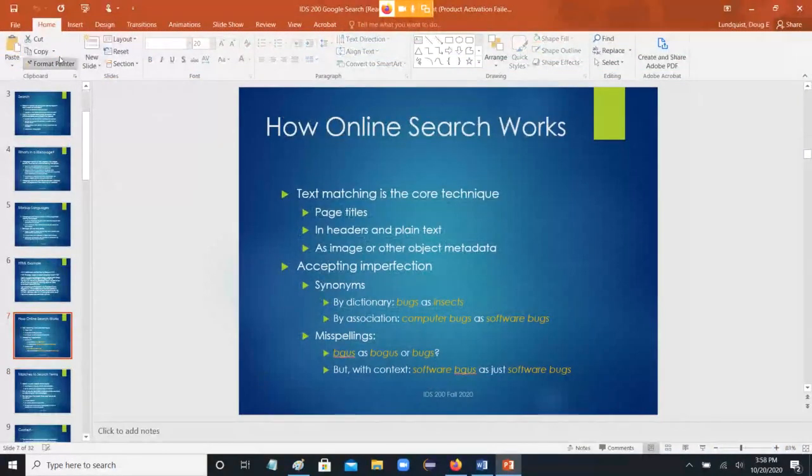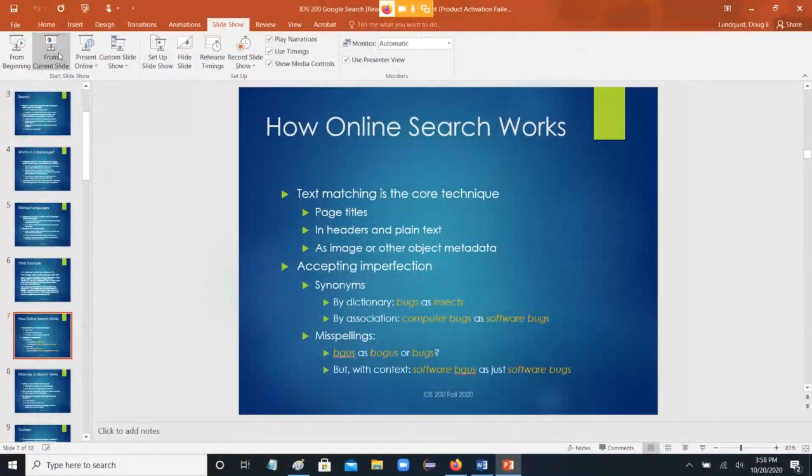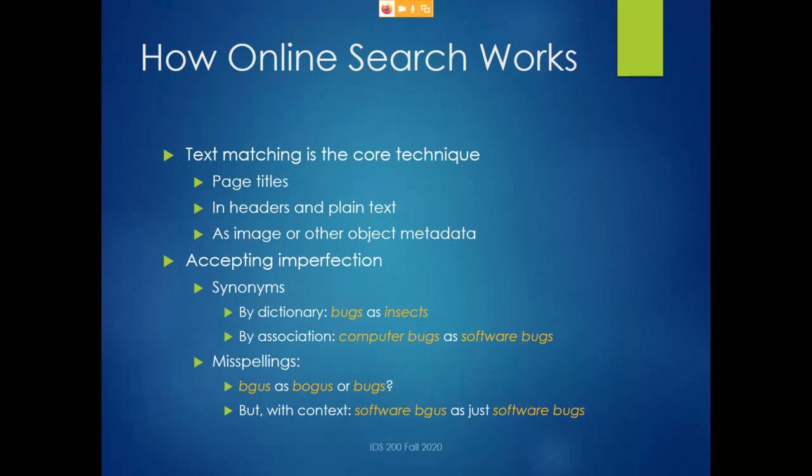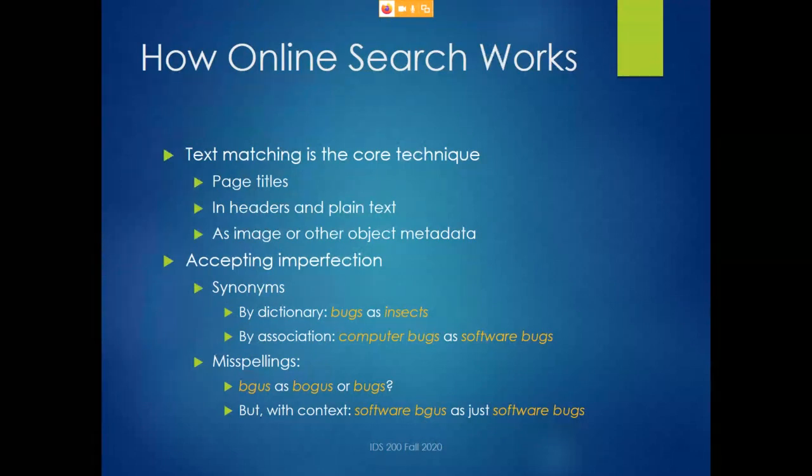Okay. Now, online search. So how does Google do it? Obviously, it's going to be a kind of complicated process. That's why Google makes the big money, they were able to figure out this thing sooner and better than anybody else was able to. That is a very valuable thing, and they make bags and bags of money doing it. So the core thing is text matching for things like the page titles or titles in the headers and also in plain text, and as image or other object metadata.